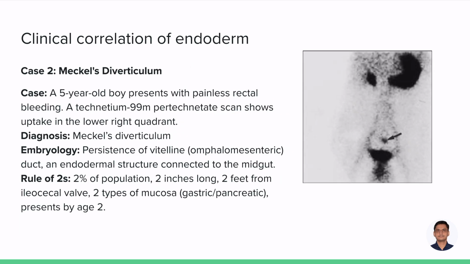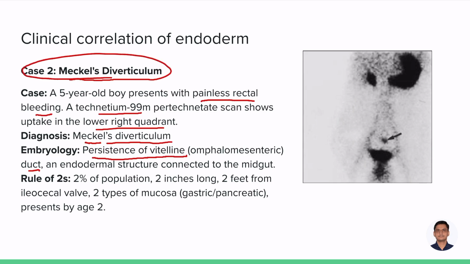Now come to clinical case number 2, Meckel's diverticulum. A 5-year-old boy presents with a painless rectal bleed. A technetium 99 scan shows uptake in the lower right quadrant. This scan is very specific for Meckel's diverticulum detection because it detects the gut mucosa. So, the Meckel's diverticulum is lined with gut mucosa or sometimes with pancreatic mucosa also.